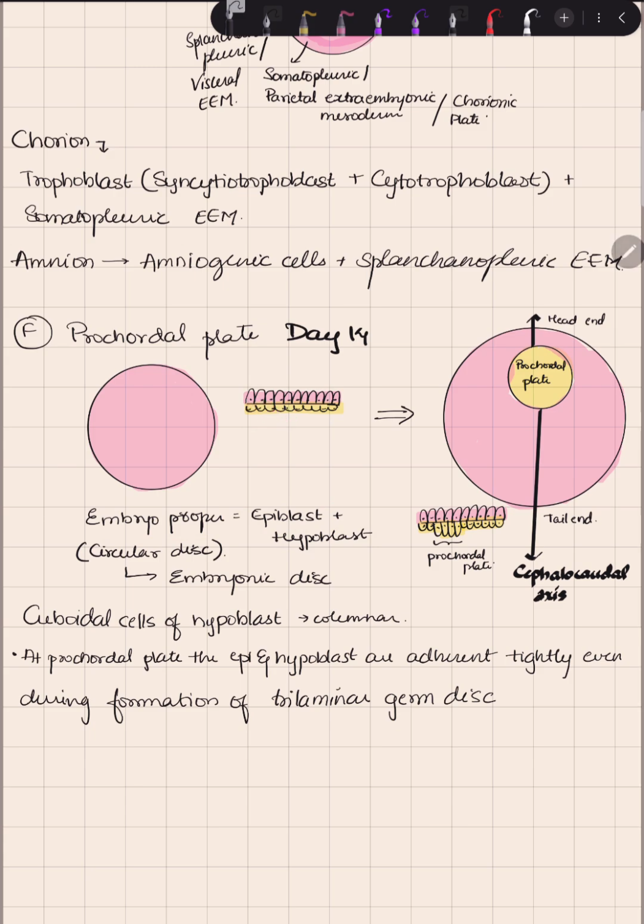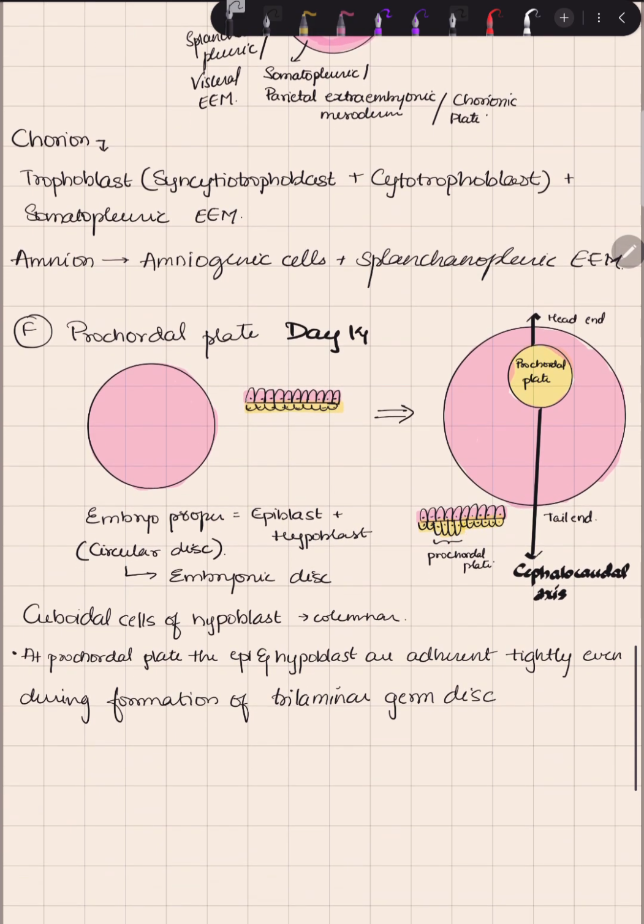So now we already knew that the cells of the hypoblast are cuboidal. On day 14, at one part these cells will become columnar. This part where the cells become columnar will form the procaudal plate, as you can see over here. So in this area, the cells of the hypoblast have become columnar. This is called the procaudal plate.